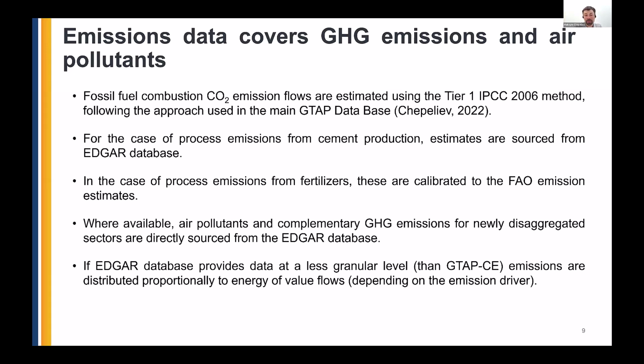Where available, air pollutants and complementary, so non-combustion, greenhouse gas emissions for the new disaggregated sectors are also directly sourced from the EDGAR database. And if EDGAR provides more aggregate data than we have in the GTAP-C, then, the way we also do in the standard GTAP database, we use energy flows or value flows to disaggregate corresponding emissions across more granular sectoral details.